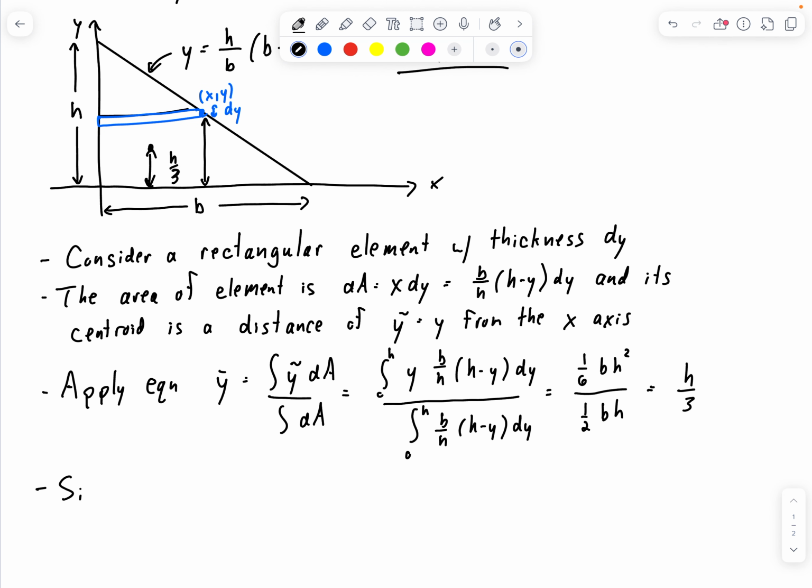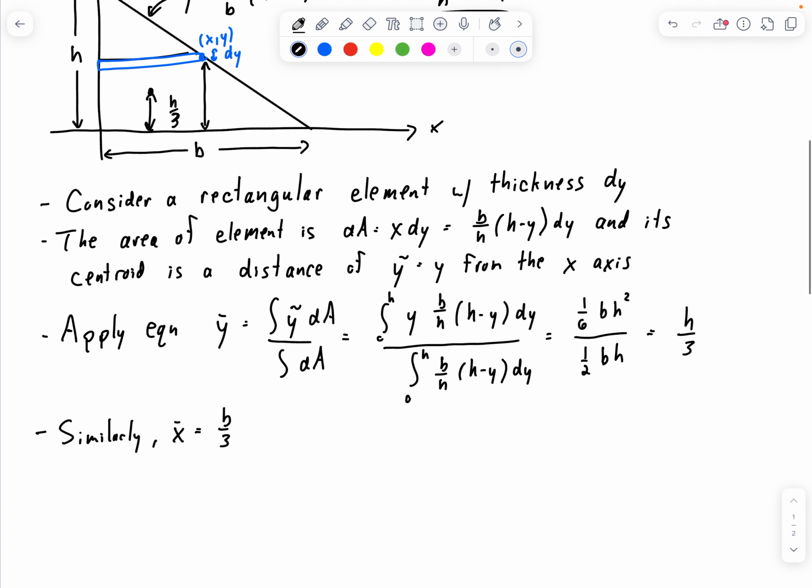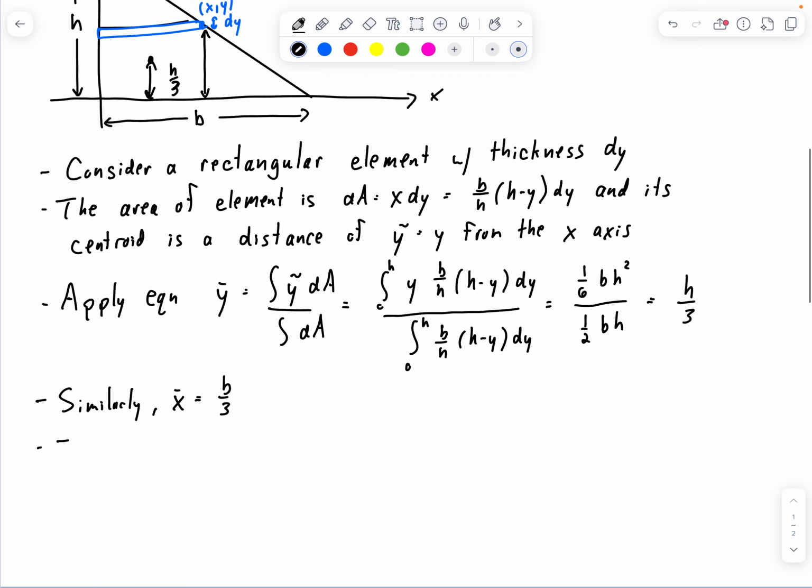We could do the exact same thing, or similarly, for the x direction and find that x bar is equal to b over 3. And so this is a common result for a triangle. So we see that the centroid is 1/3 from the base. And results like this are tabulated in the textbook for a wide variety of common shapes. And that is done in figure 2.18.